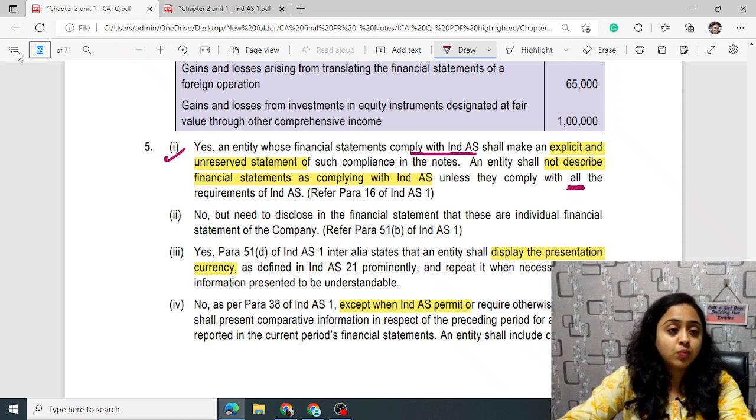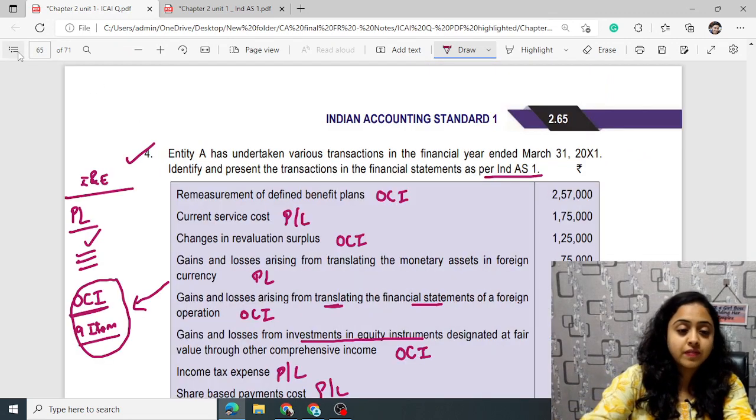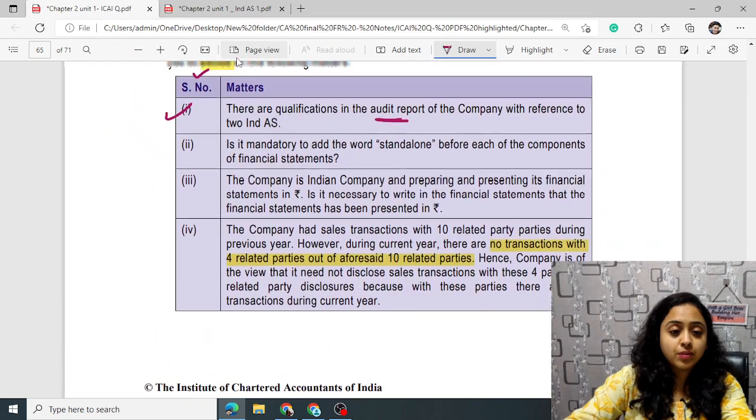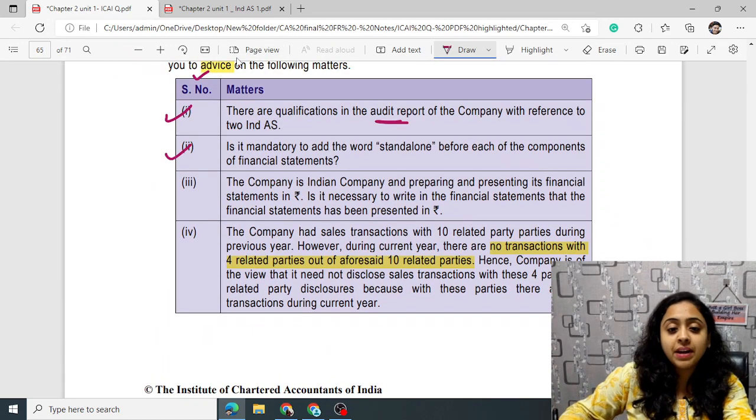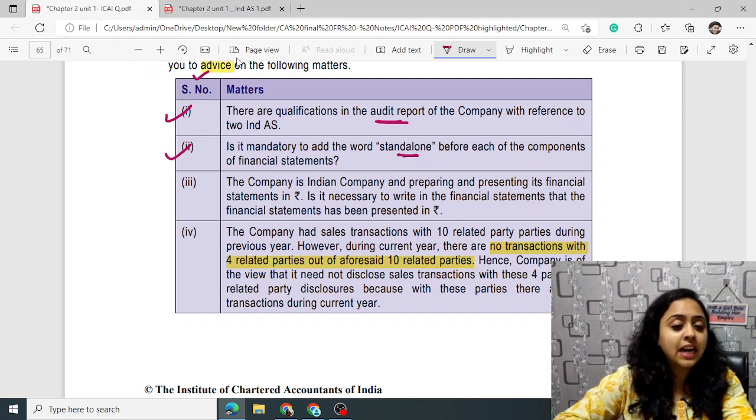Now, question number 2. Is it mandatory to add the word standalone before each of the components of the financial statement? No, we have to provide the word consolidated in front of every financial statement, but not standalone.